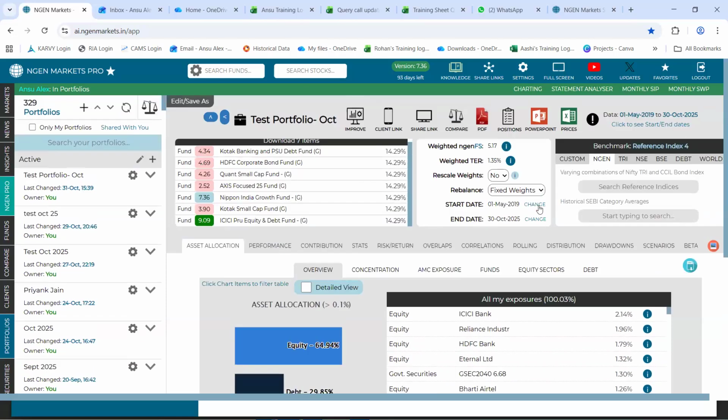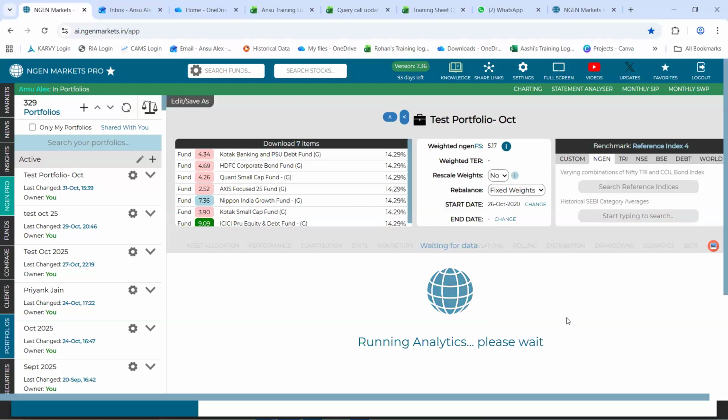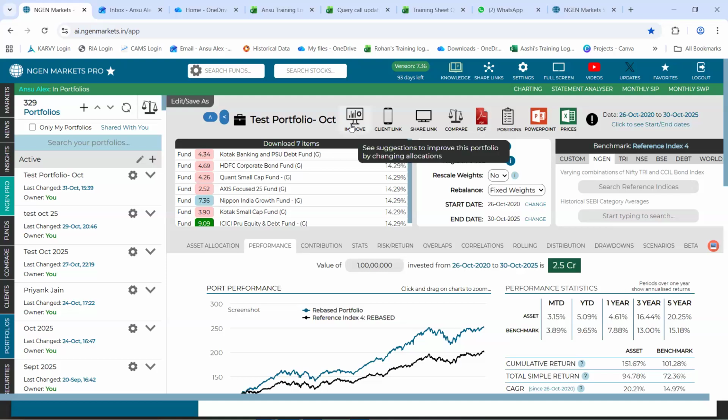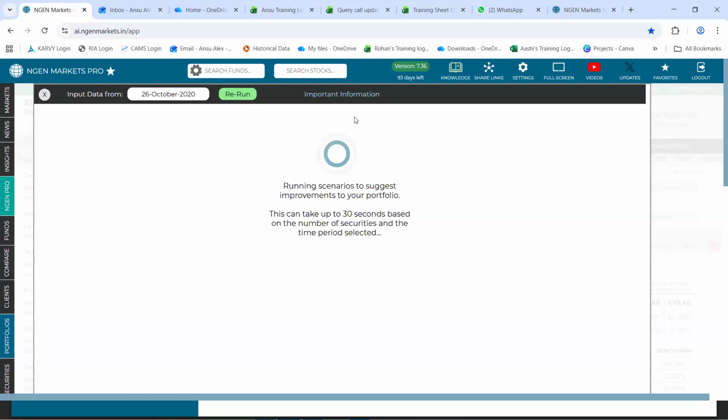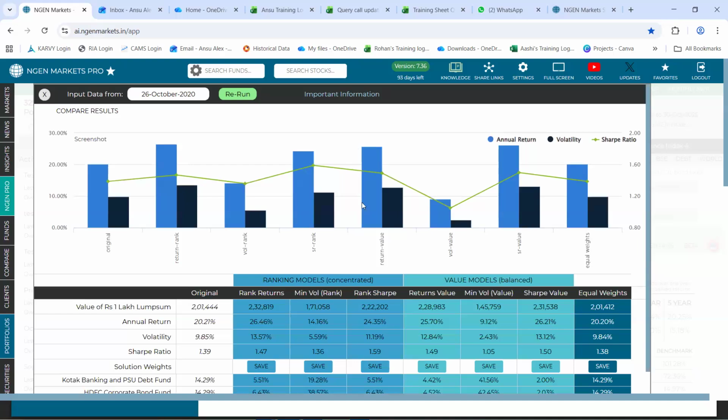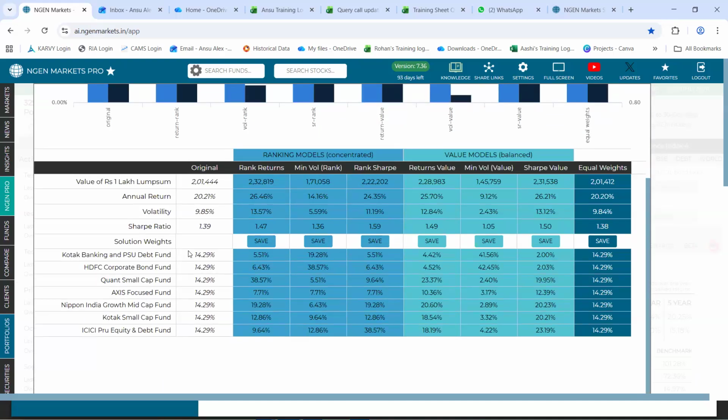Now, what I will be doing is, firstly, I will be changing the time period of analysis for this portfolio to, let's say, a 5 years time horizon. Okay. And then I would be using our portfolio improvisation feature, which is available right next to the name of the portfolio. Once you click on this, the system is giving you suggestions as to how you can rescale the allocations of schemes in your portfolio basis your client's risk appetite.